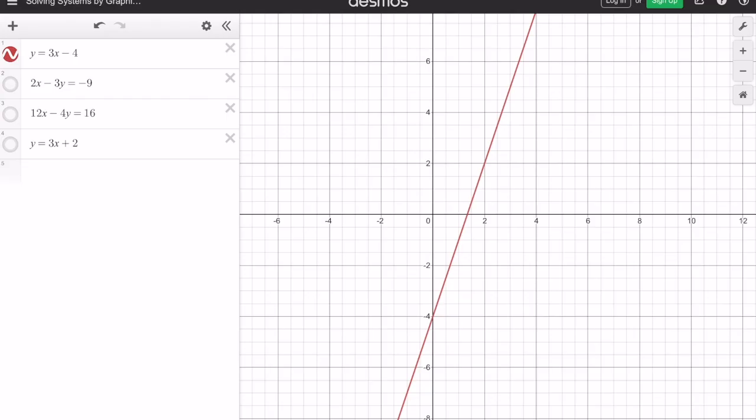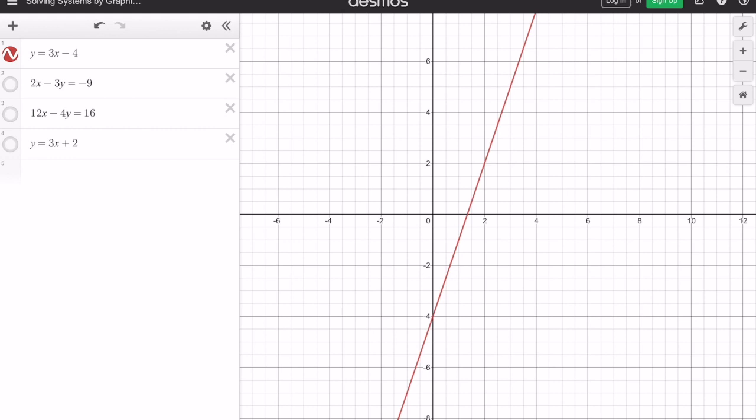All right, so a quick little check. In your head, I want you to think about how many solutions and what that solution would be. So we have this red line, and that is the line y equals 3x minus 4. If I graph that second equation, 2x minus 3y equals -9, we get the blue line. So in your head, answer how many solutions, and try to find the ordered pair of that solution. So there's one solution, and that is the ordered pair (3, 5).